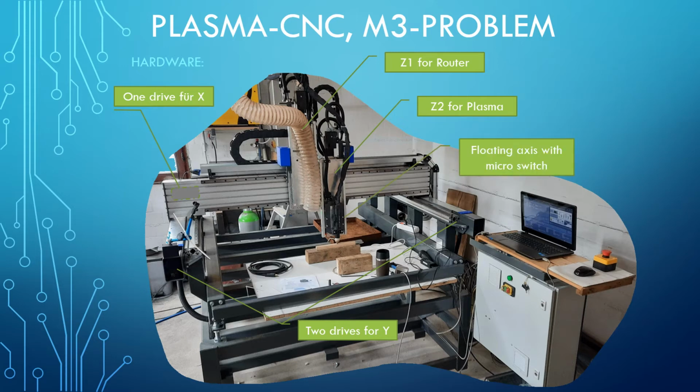The idea behind this is that you can machine wooden boards or sheet metal in different working areas of the machine without a lot of setup work. It should also be possible to mill aluminium later on. As you can see, the plasma cutting head is now installed, but the working table is not yet finished.